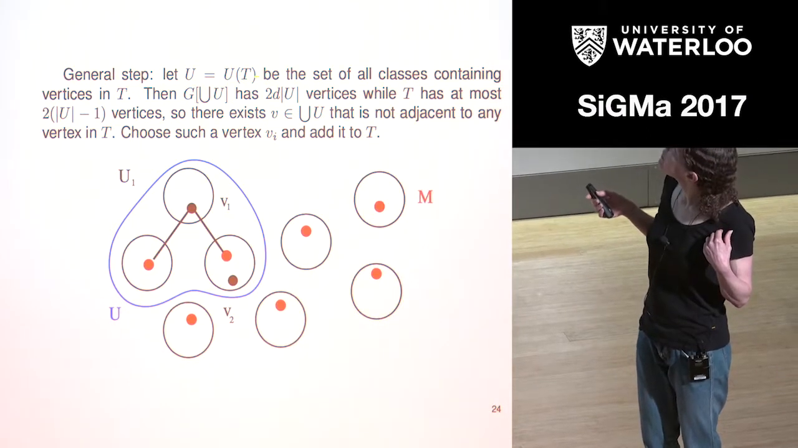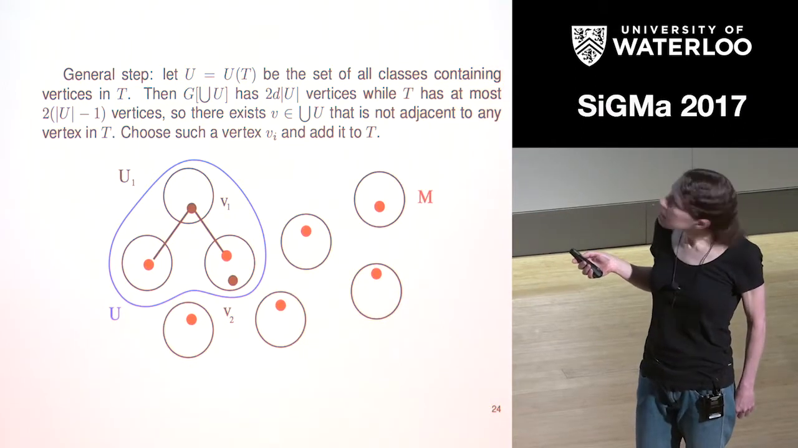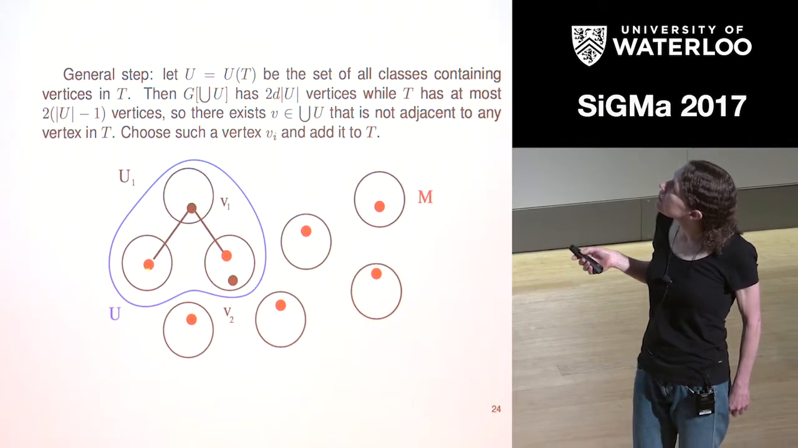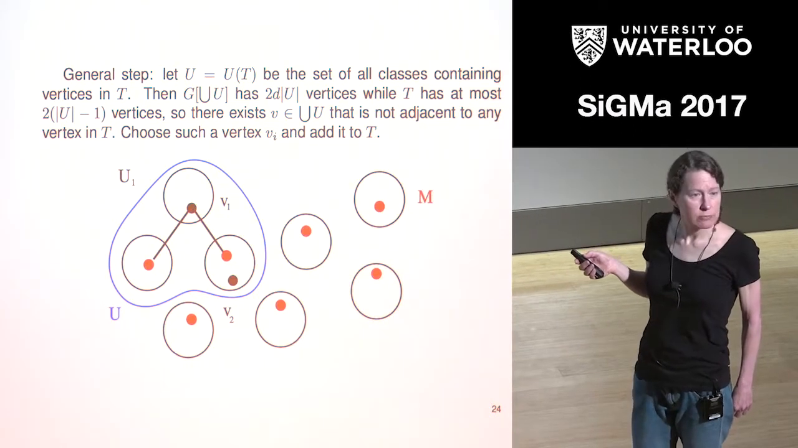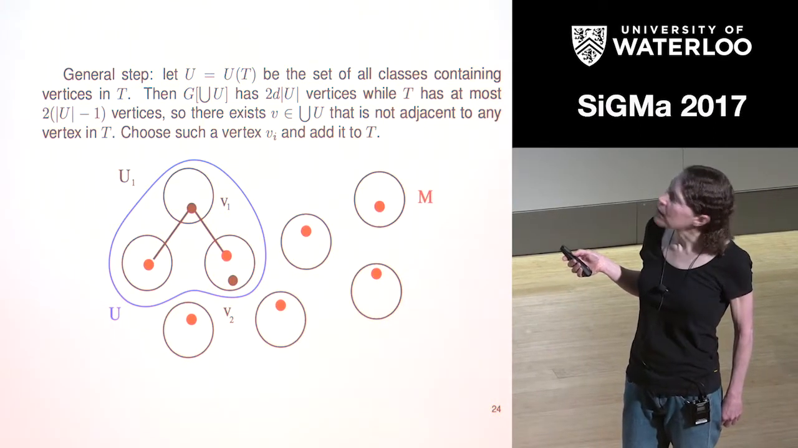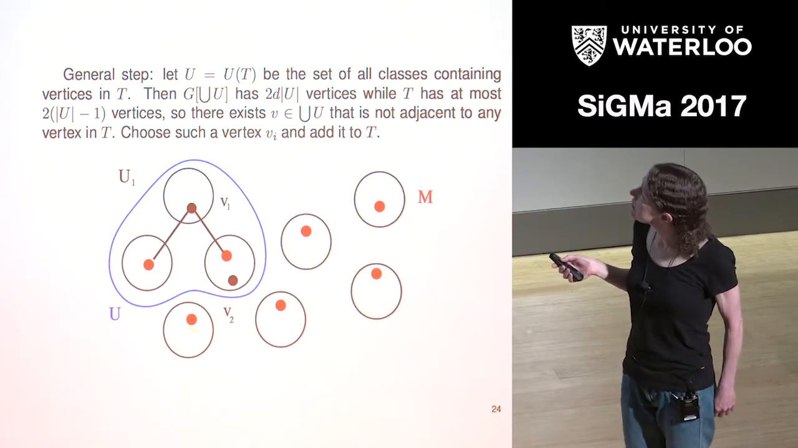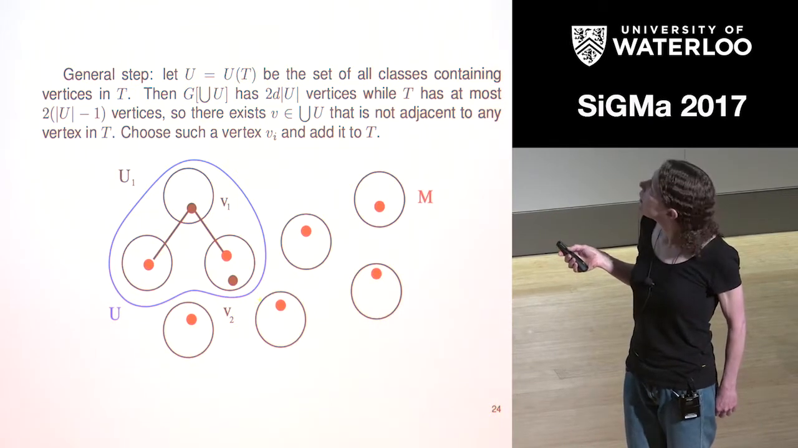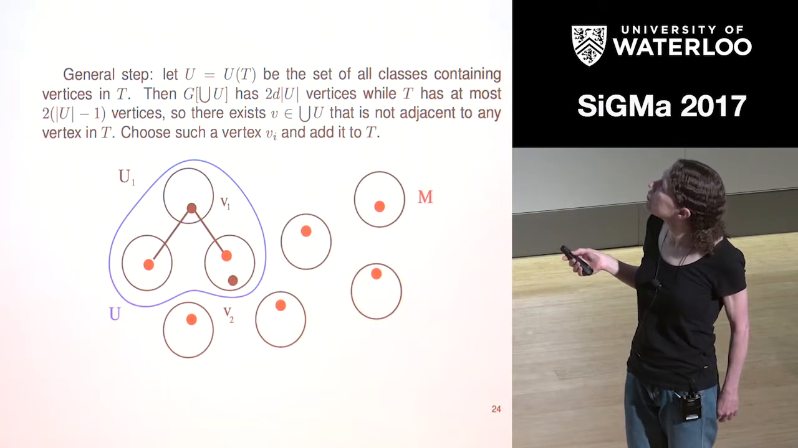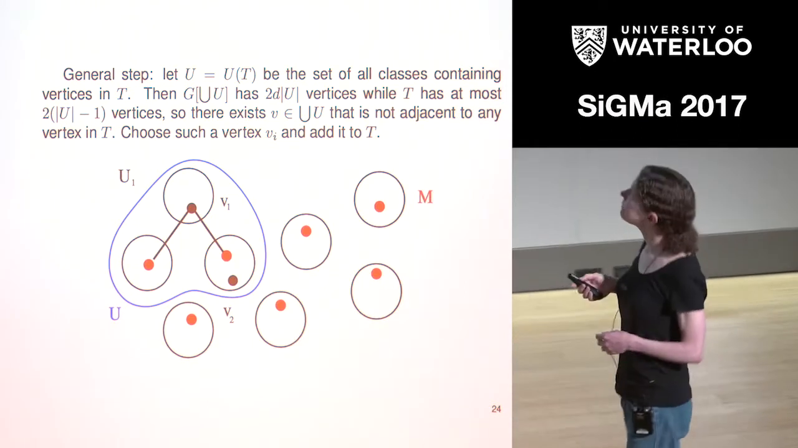I have so many vertices inside the union of these classes that what I find is, because the maximum degree is D, there is some vertex inside this blue blob that is not joined to any of these by an edge. Just because I have too many of them, and these ones altogether have 2D times the size of U minus 1 neighbors. And that's just not enough. So there's some vertex inside this set U which is not joined to any of these. So let me choose one of those. I'll call it V2, or in general VI. And I'm going to add that also to my construction T.